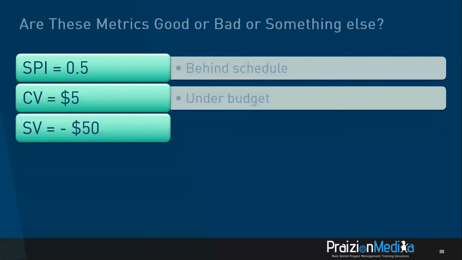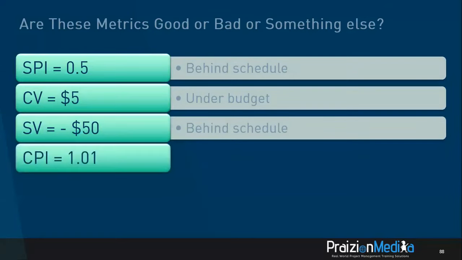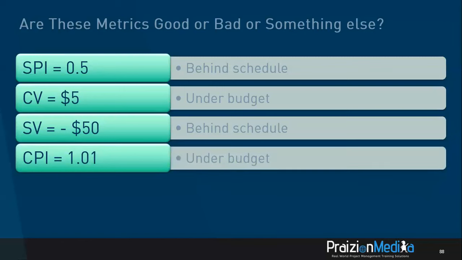Taking a look at SV of minus $50, this means there's $50 worth of work that you did not get done in whatever time box you're looking at. This is behind schedule, not good. This 1.01 is greater than 1 slightly. This is not bad at all. In fact, this is good performance, and performance like this will actually not get you in trouble, actually make you look good because you're under budget.